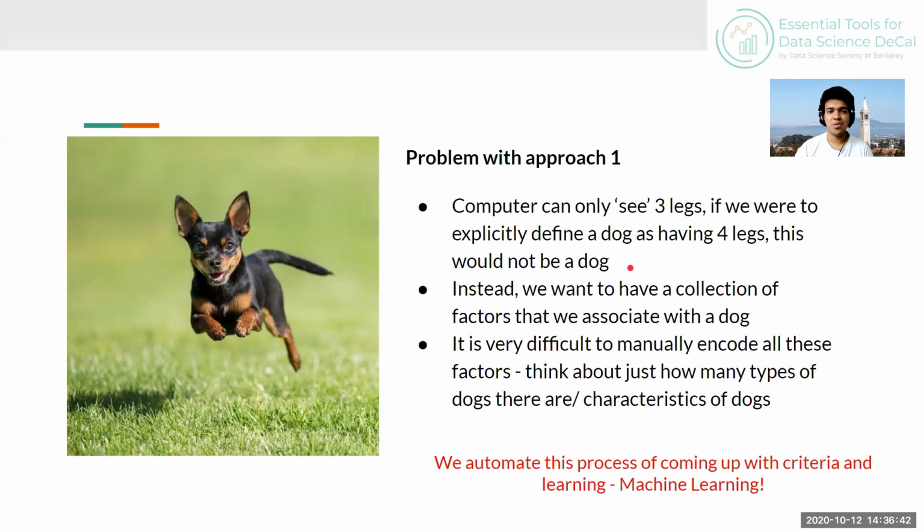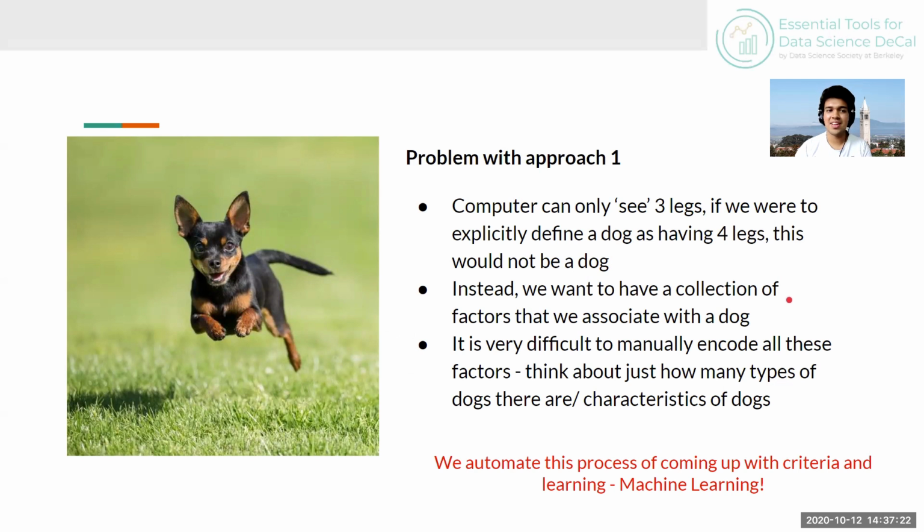So instead of defining explicit rules that define what a dog is or what a dog isn't, we want the computer to build by itself a collection of factors that we associate with a dog. Another reason why we might not want to have a set of rules is that it is very, very difficult to manually encode all of the factors that constitute being a dog. Just think about the various types of dogs there are and the number of characteristics you may find of a dog. You can say that a dog does not have wings, and a dog does not have a horn, let's say.